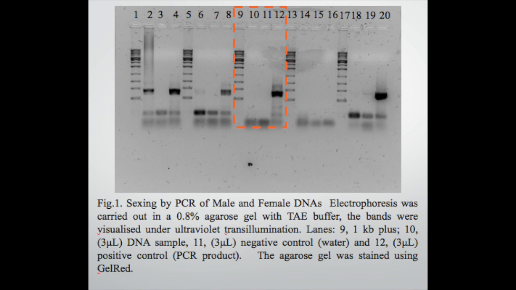Sexing by PCR of male and female DNAs. Electrophoresis was carried out in 0.8% agarose gel with TAE buffer. The bands were visualized under an ultraviolet transilluminator. Lane 9 has 1 kilobase plus, lane 10 had 3 microliters of DNA sample, lane 11 had 3 microliters of negative control that was water, and lane 12 had 3 microliters of positive control that was PCR products. The agarose gel was stained using GelRed.